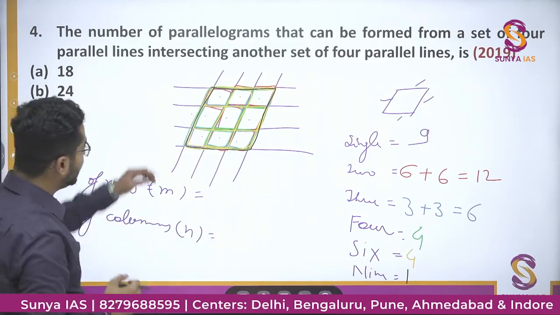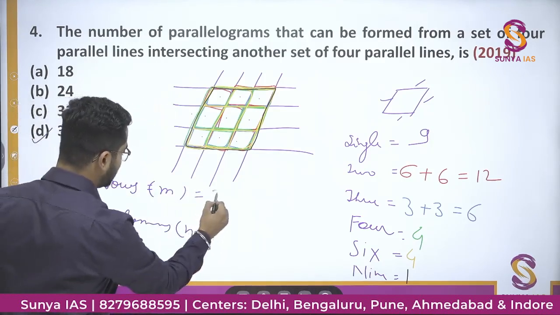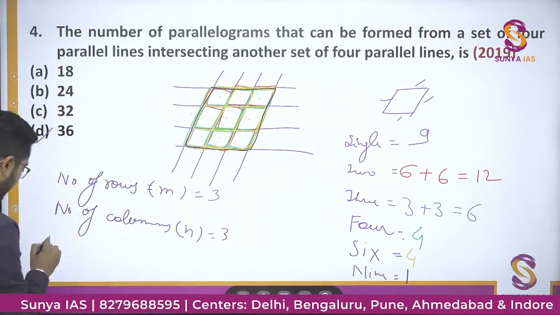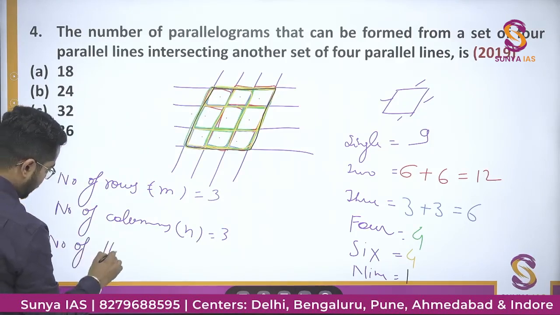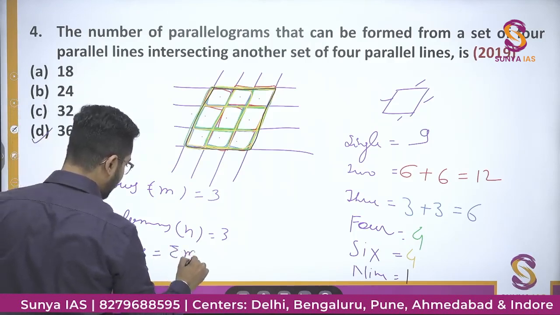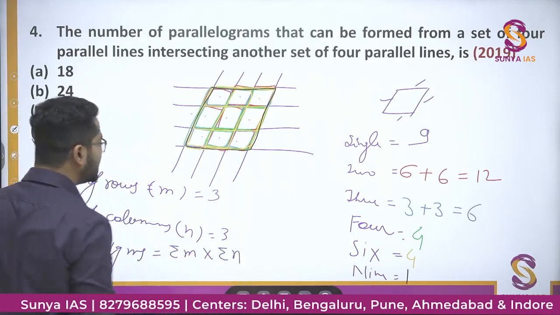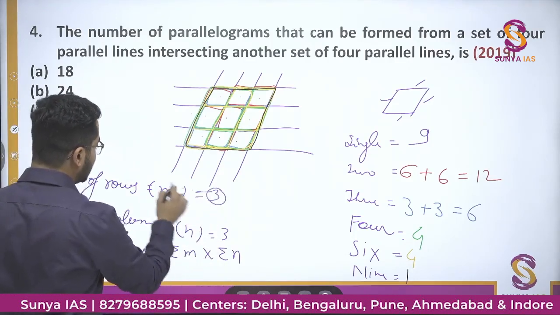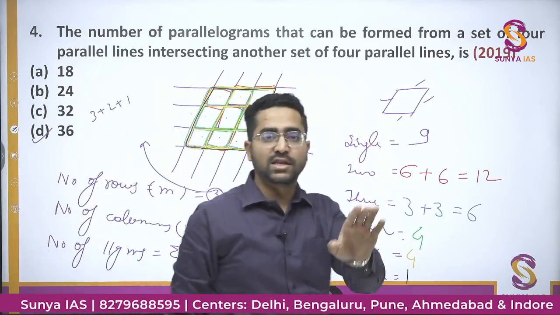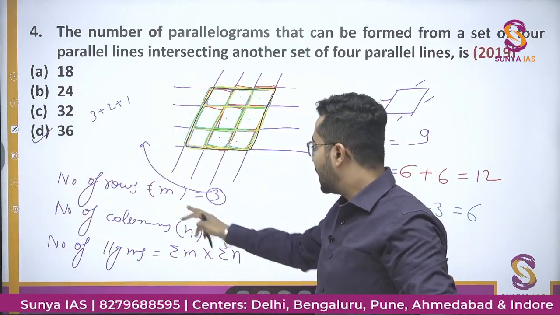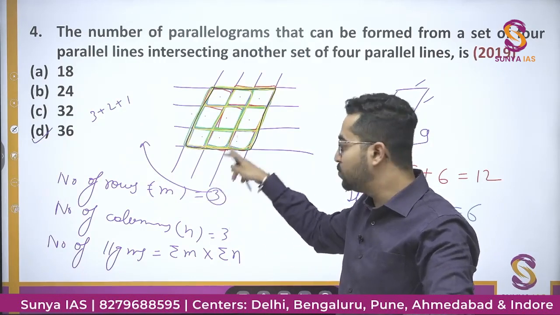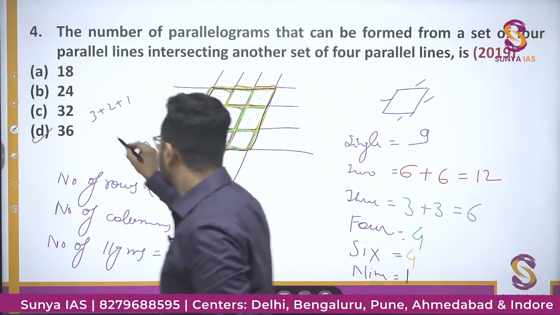The number of rows here is 1, 2, 3. Number of columns is 1, 2, 3. Then the number of parallelograms is equal to sigma of M into sigma of N. What is sigma of M? Sigma of M means 3 plus 2 plus 1. Teen se aap add karte chale jao one tak, 3 + 2 + 1. Agar number of rows 5 hota to sigma 5 kya hota, 5 + 4 + 3 + 2 + 1. So 3 + 2 + 1, that is 6.